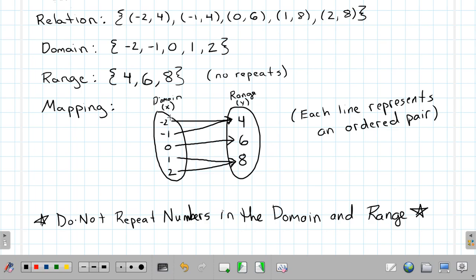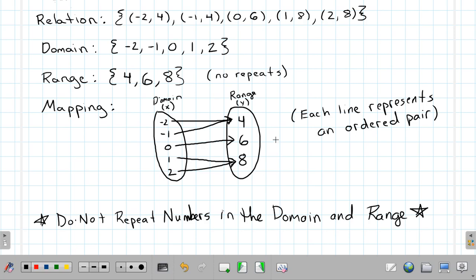And then the mapping, once again, we use the domain and range to make our ovals, or sometimes I call them blobs. Make an oval here and an oval here, and then basically we just draw lines between the numbers that have a connection, meaning that they have an ordered pair together. So -2 and 4, that has the line, okay?